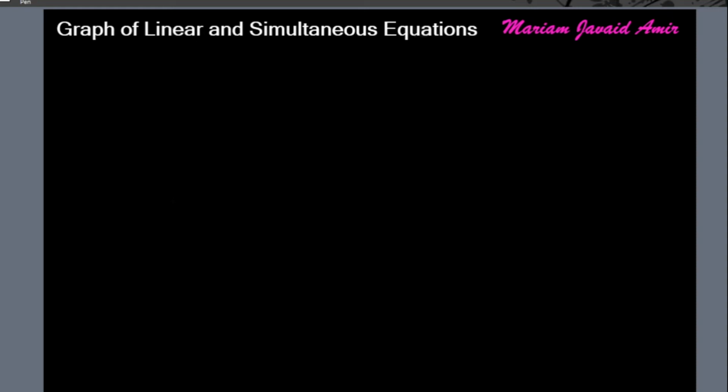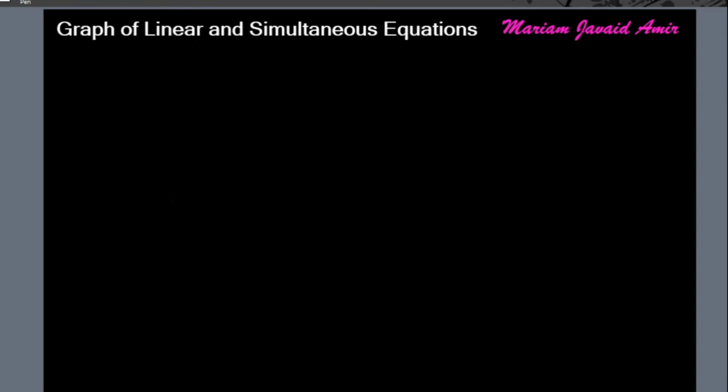Hey everyone, we're discussing a worksheet on graphs of linear and simultaneous equations. Before we do that, let's quickly revise what a linear equation is. A linear equation is any equation whose graph is a straight line, any straight line whatsoever.